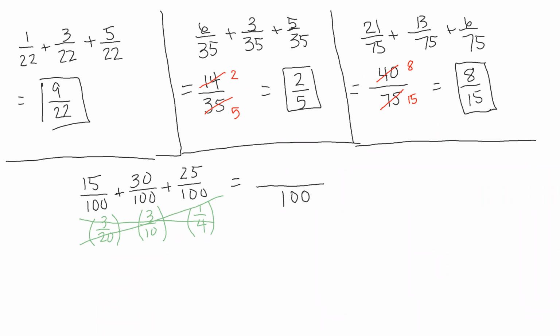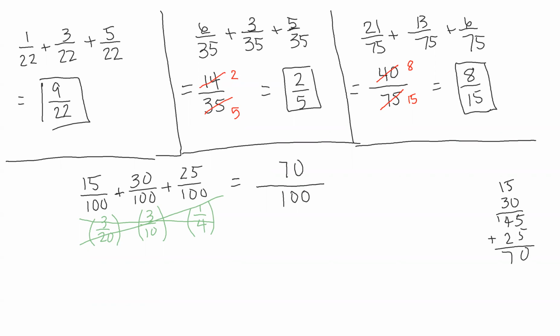If you need to do a little side work, no big deal. 15 plus 30, 45. Add 25 more. 5 and 5 is 10. Carry a 1. 2 plus 4 plus 1 is 7. That tells me my numerator is 70.